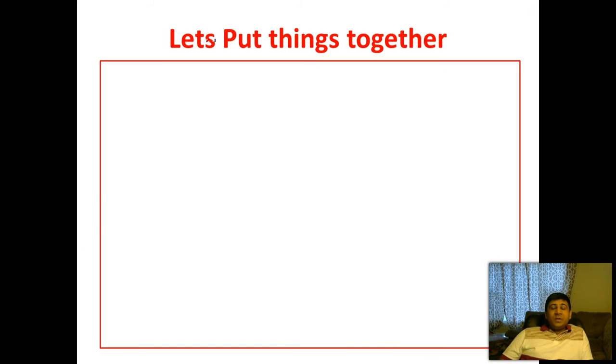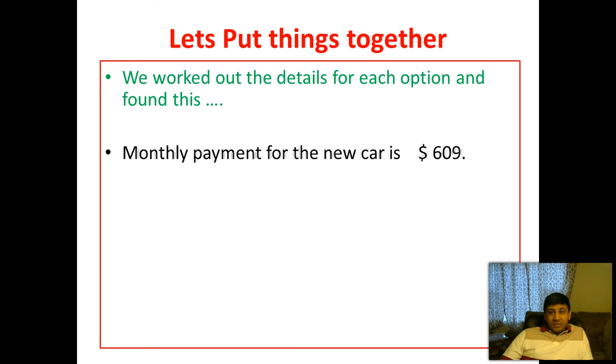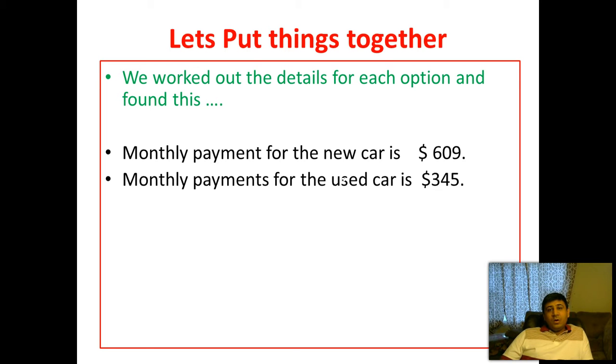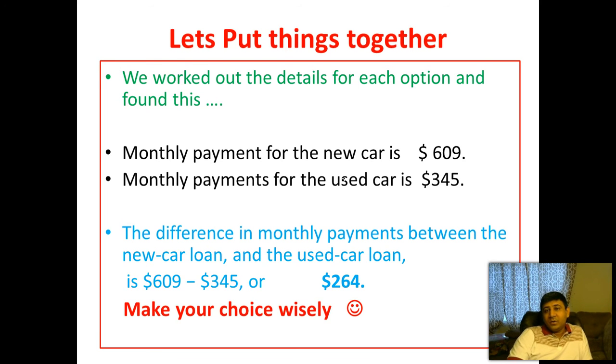Anyhow, let's put things together. We worked out the details of each option and found this. Monthly payment for the new car is this. Monthly payment for the old used car is $345. The difference between the two is $264. So we will save $264 every month if we are willing to go for a 3-year-old car. Make your choice based upon your circumstances. What do you want to do? Make your choice on what you can really afford, and make your choice wisely and mathematically.